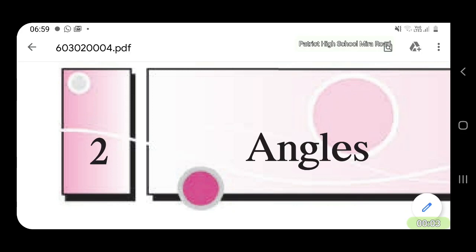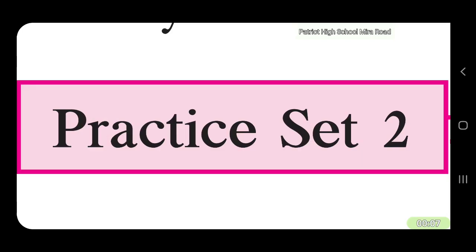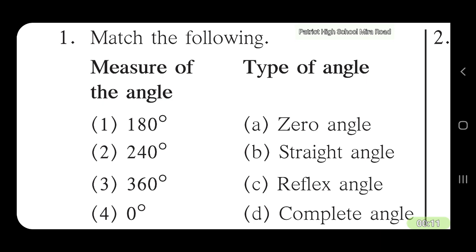Standard 6, Maths, Chapter 2, Angles. Practice set 2. Match the following. The first column consists of the measure of the angle, and the second column is having the type of the angle.